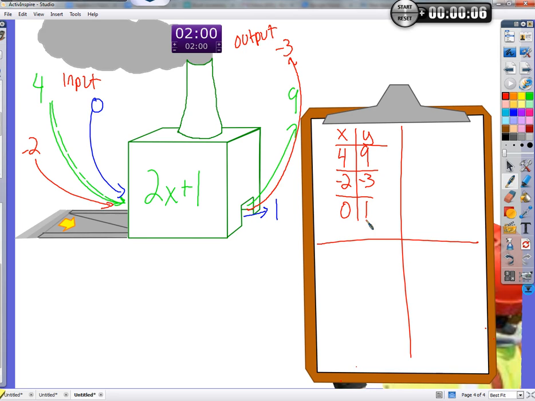A lot of the stuff that we're interested in is just tracking what went into the function and then what came out as a result. So a table is one way. What's another way that we can keep track of these things? Ethan? A graph. We could do a graph.